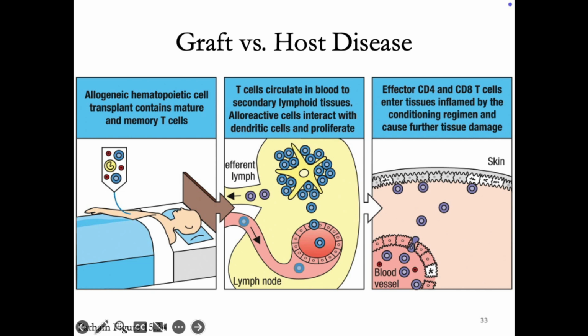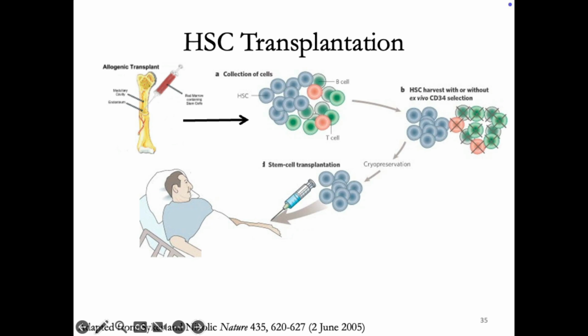You isolate just the stem cells. Generally that's what we do at this point: we take bone marrow, which has stem cells, B cells, and T cells, and we treat that bone marrow to get just the stem cells, the hematopoietic stem cells, HSCs, and then we do a transplant of just the HSCs, so we don't have to worry about this situation.